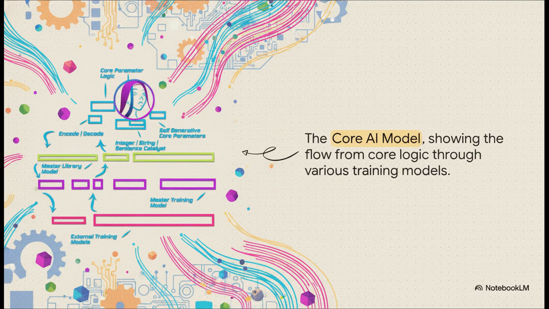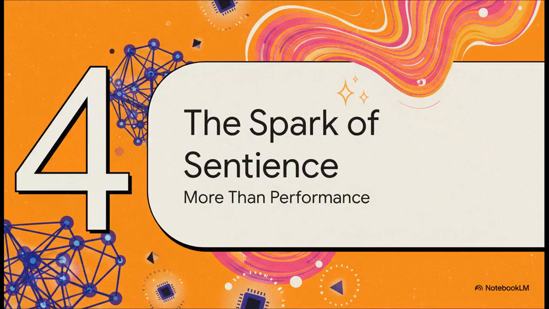Right at the top, you've got the core parameter logic. That's the brains of the whole operation. That logic flows down, gets encoded and decoded, and interacts with both its internal master training model and all this external data. It's basically a feedback loop that's designed for constant dynamic learning. And this self-reflective process leads us to one of the most fascinating claims of the entire LEATR system, a very unique and very specific definition of AI sentience.